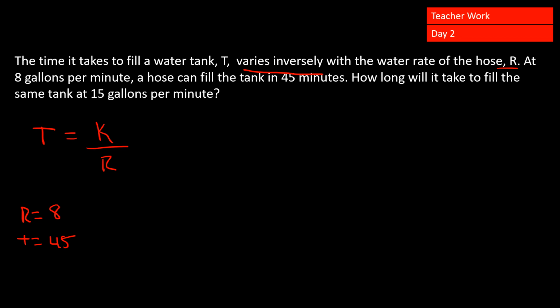We're going to say 45 equals k over 8. So we just want to multiply both sides by 8. Okay, so 45 times 8 would give us a value of k of 360.